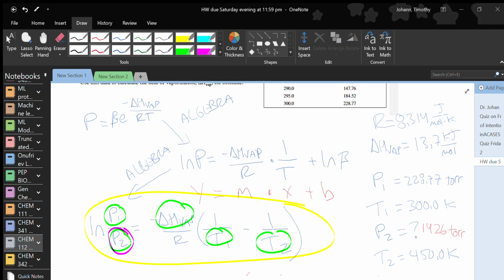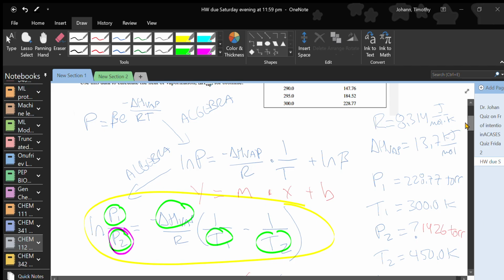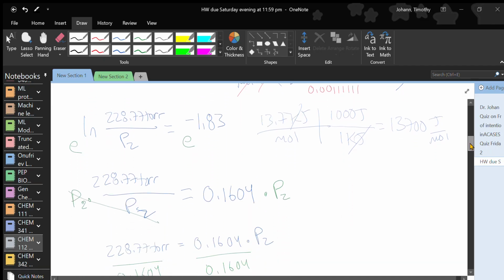All right, so is this a reasonable answer though? We started out with 300 degrees and we had a pressure of 228 torr. Then what happened to the temperature? It increased. And what happened to the pressure? If I increase the temperature, should the pressure go up? Okay, so the answer makes sense. Other questions? Okay. We're going to move on then to a new topic.